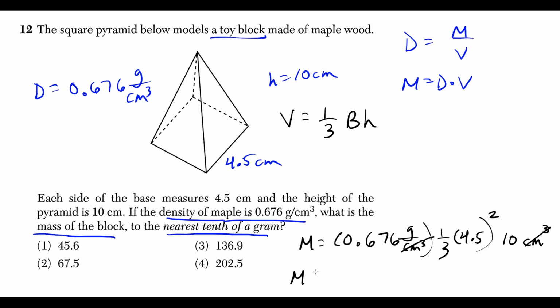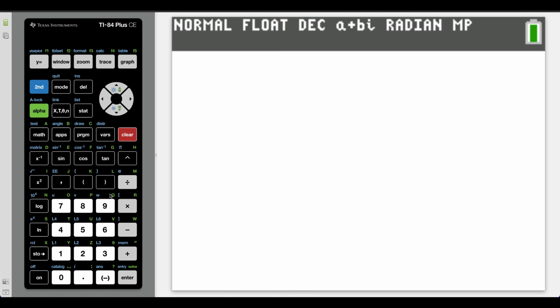And now I can just find the mass directly. We're going to have 0.676, multiplying by 1/3. If I do 4.5 squared, that's going to give us 20.25. And we're multiplying this by 10. And at the end, we have grams. The rest is calculator work. So let's just type this all in.